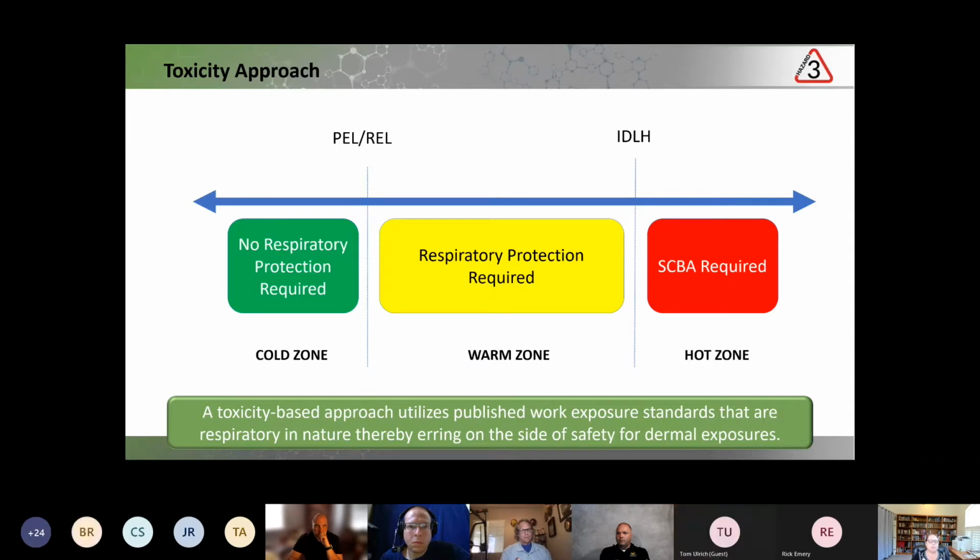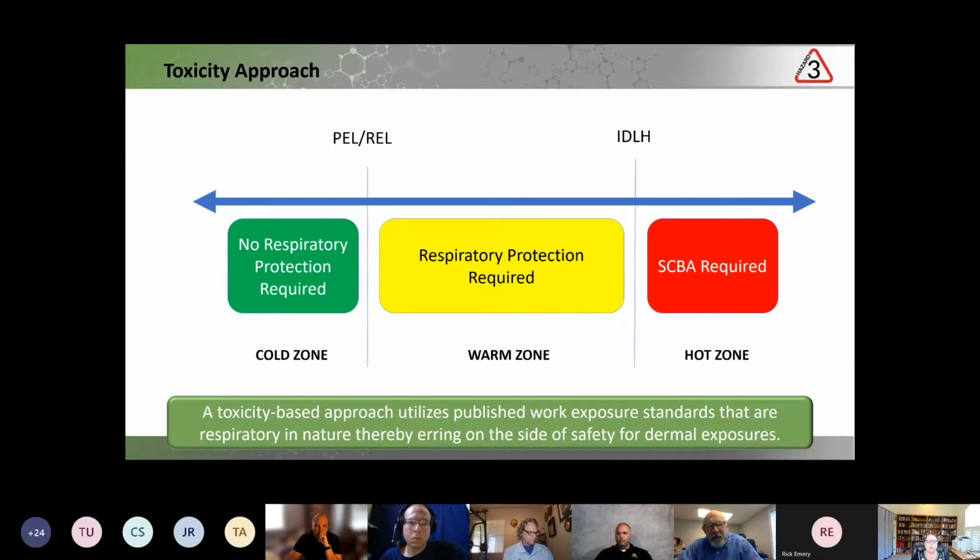And if we're above that permissible exposure limit, but below the immediately dangerous to life and health, it's the area where we always say, hey, you need respiratory protection. It could be an air purifying respirator or a powered air purifying respirator, but that's the area we're going to call the warm zone. That's where we're going to start decreasing our concentrations coming out of the hot zone through decontamination before we go into the cold zone. And then, of course, when we get above IDLH, that's generally considered a 30-minute exposure for inhalation. And we're going to say SCBA is required once we reach that IDLH level. And that's where we say we have a hot zone.